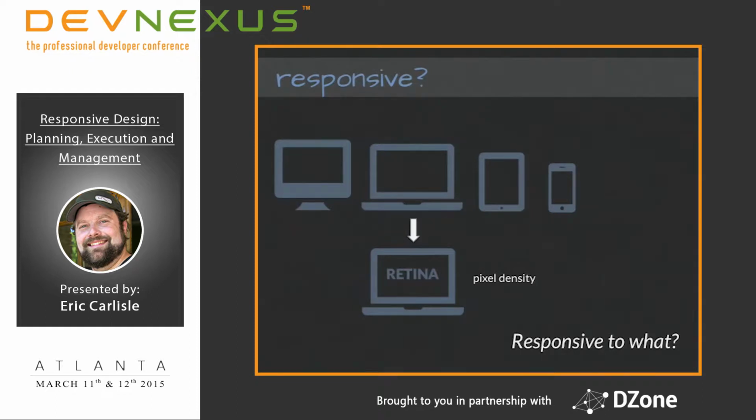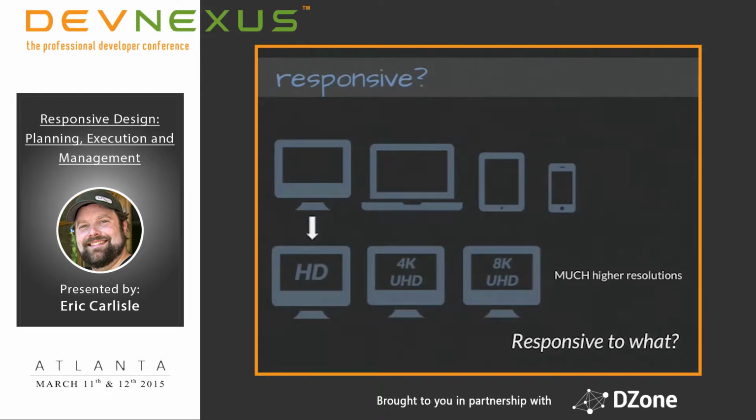Retina devices. Pretty amazing. So we're talking about pixel density. Not only do we have higher resolutions, but we also have a greater concentration of pixels, and we need improved asset quality to really not lag on these new technologies.